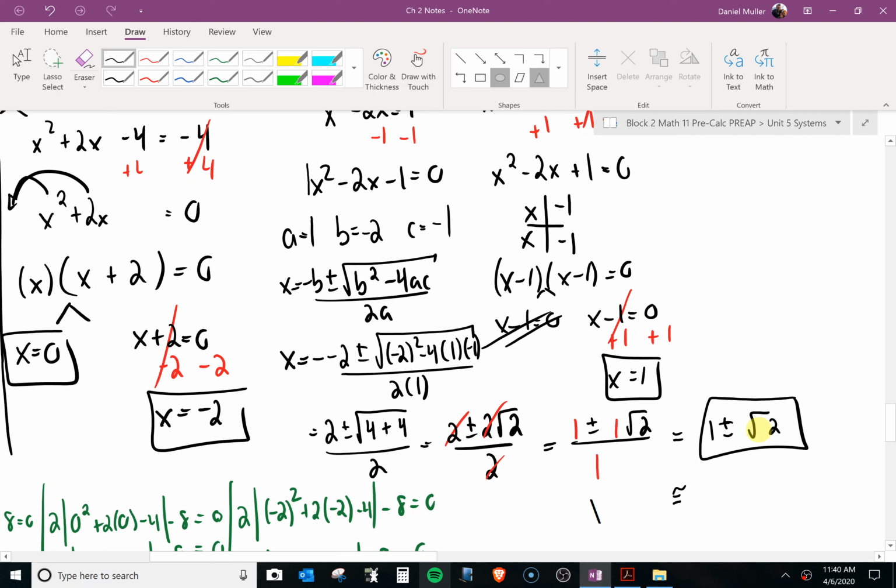Now, if we did 1 plus the square root of 2 in a calculator, we get 2.4142 approximately. And if we did 1 minus root 2, we get negative 0.4142. Again, approximately. So those are our two approximate answers. We don't need to use them, I guess, but they're easier to use when we do checks. But I wouldn't expect you to check something like this if we didn't have a calculator.